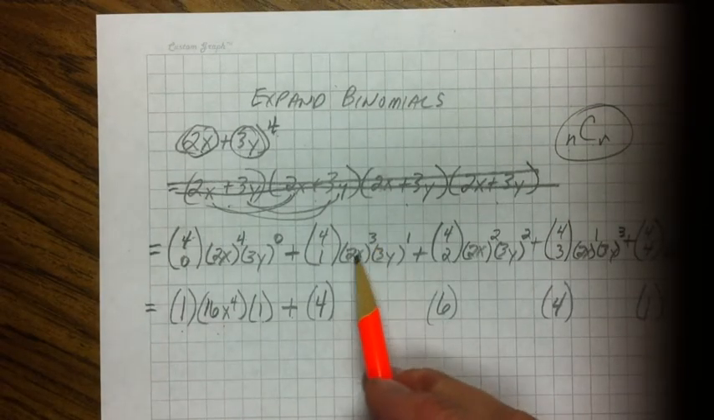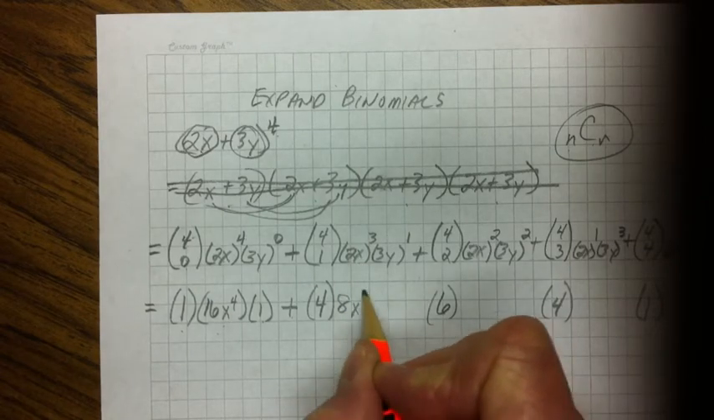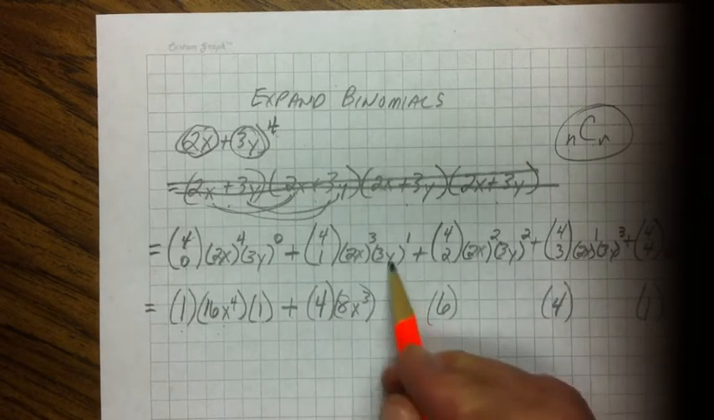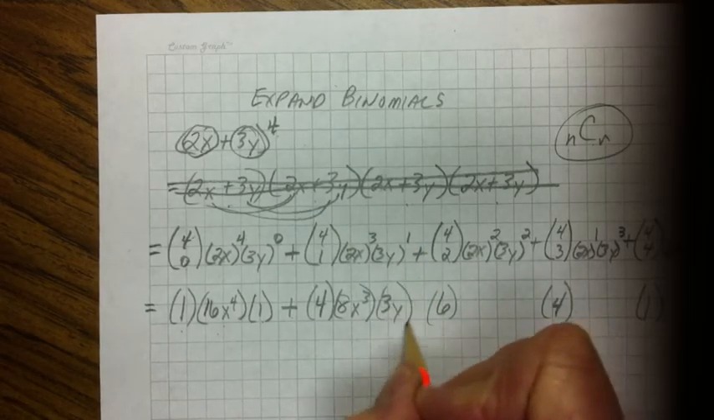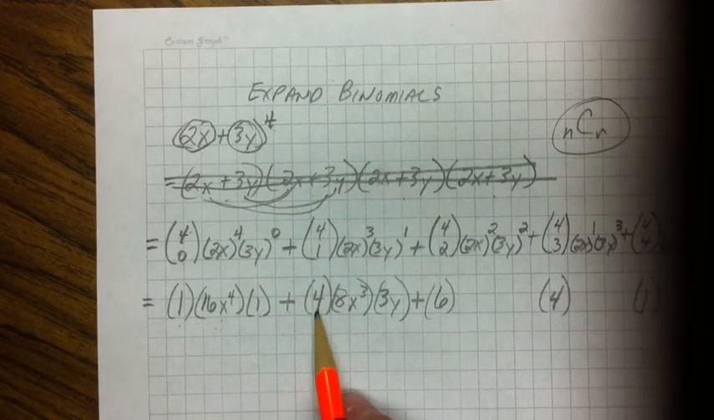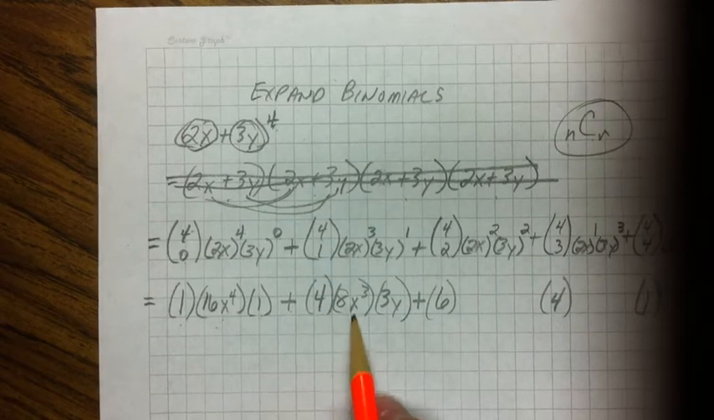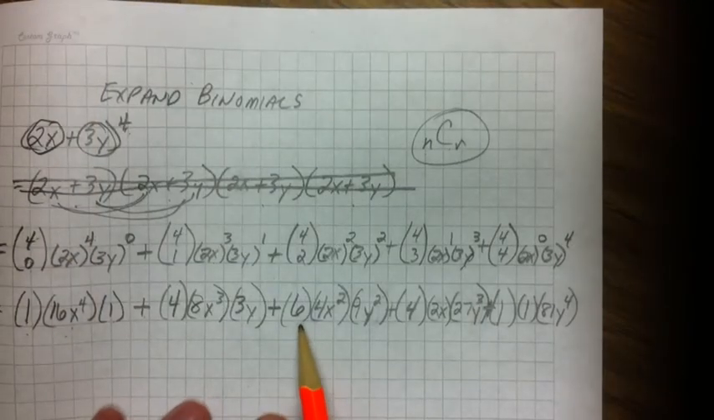2x cubed means I cube both the 2 and the x. 2 cubed is 8. X cubed is x cubed, and 3y raised to the first power is still 3y. Anything raised to the first power is still itself. Make sure you put your plus sign in between these groups here. So my second term, I have 4 times 8x cubed times 3y. And I've finished off all the substitution here.